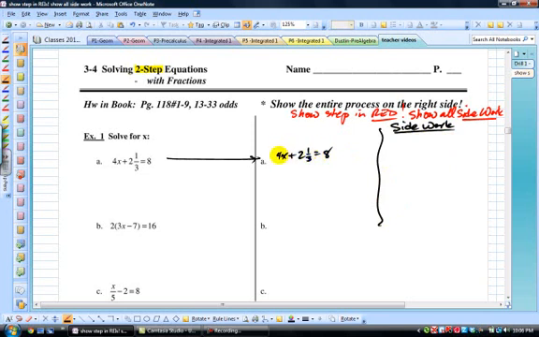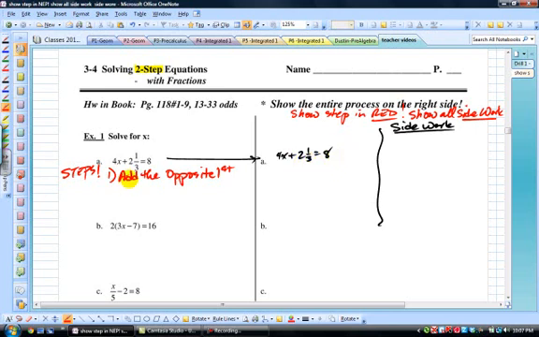Now this involves two operations, 4 times x and then plus 2 and 1/3. And what we're going to do is we're always going to add the opposite first. Okay? Add the opposite first. So I see plus 2 and 1/3 here. I'm going to add the opposite of that, which is negative 2 and 1/3, to both sides. Or you can think of it as subtracting 2 and 1/3 from both sides.